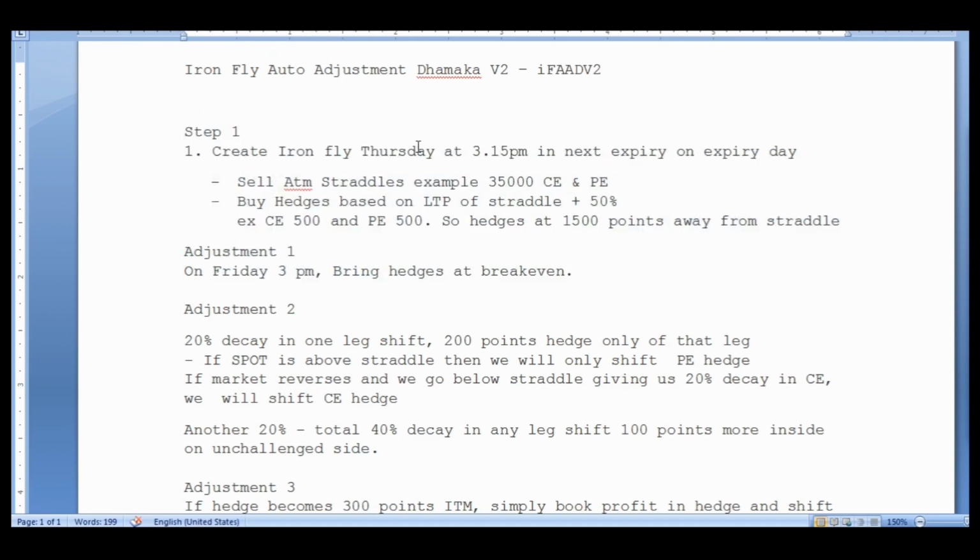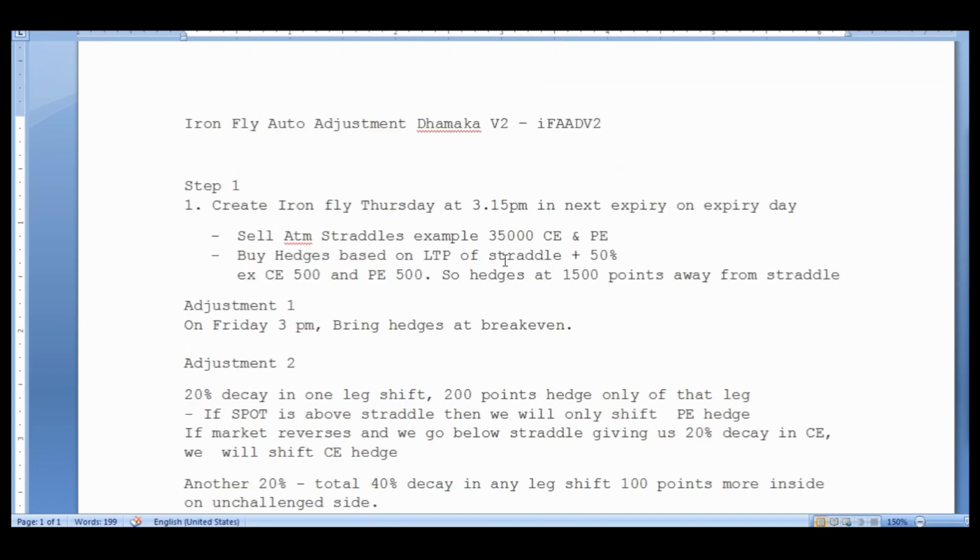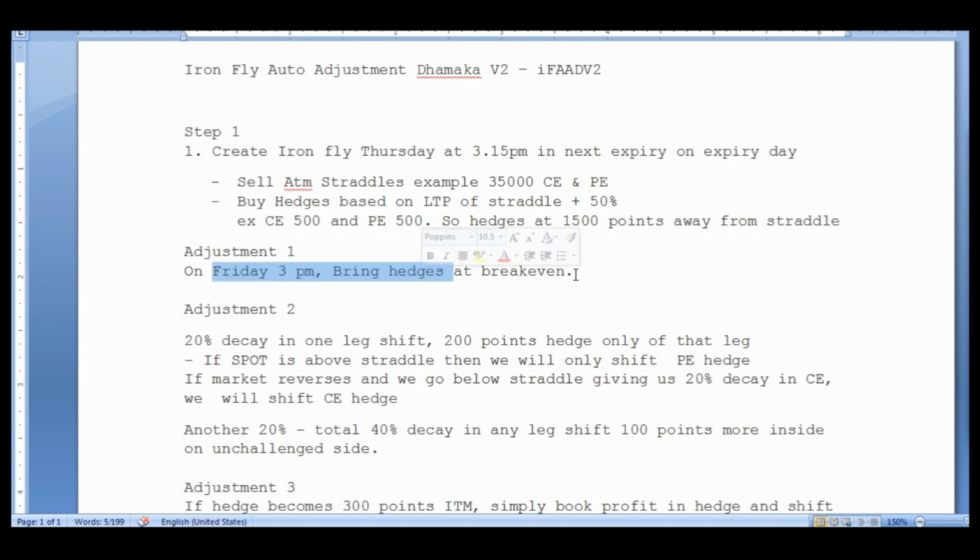So basically we are creating on expiry day the iron fly, where this is the logic of which kind of hedges we are buying, and basically short selling the ATM strikes only. But I have made it based on future strikes. You can make it as per spot strike also, it's your choice, nothing wrong, right? Because in this document there is no mention of whether we should choose spot based strikes or future based strikes, right? And then on the next day at 3 p.m. we bring hedges at break even.